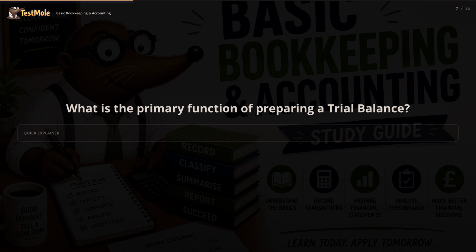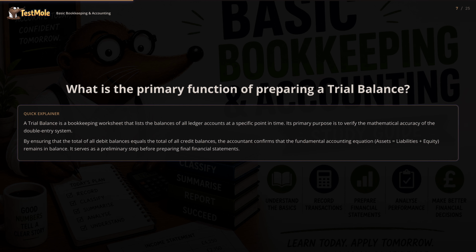What is the primary function of preparing a trial balance? A trial balance is a bookkeeping worksheet that lists the balances of all ledger accounts at a specific point in time. Its primary purpose is to verify the mathematical accuracy of the double entry system. By ensuring that the total of all debit balances equals the total of all credit balances, the accountant confirms that the fundamental accounting equation, assets equals liabilities plus equity, remains in balance. It serves as a preliminary step before preparing final financial statements.